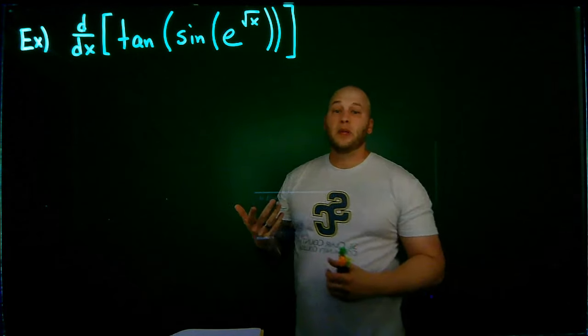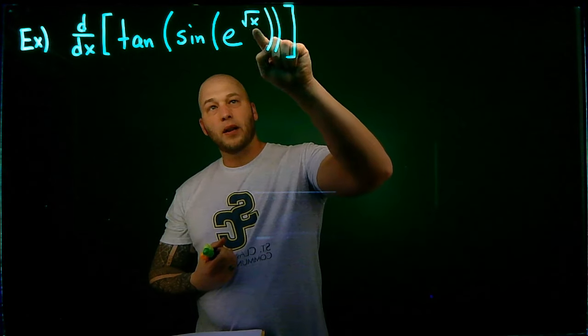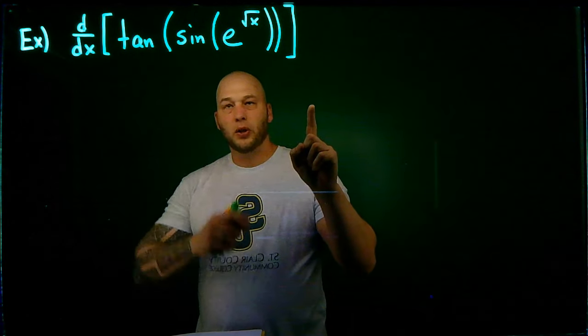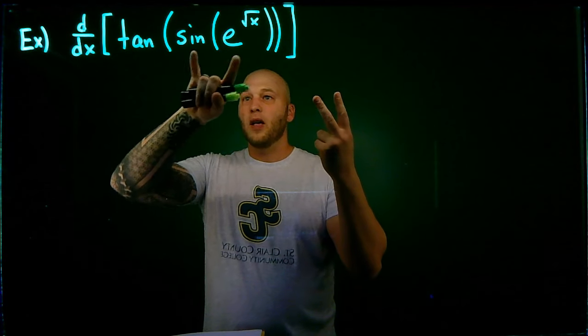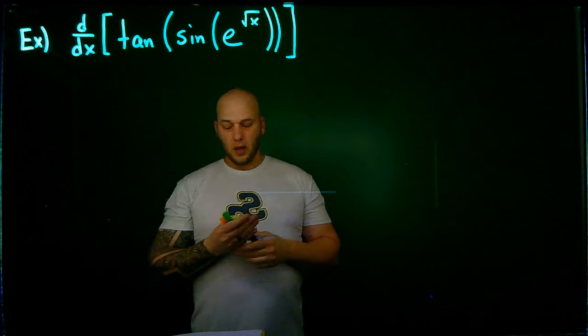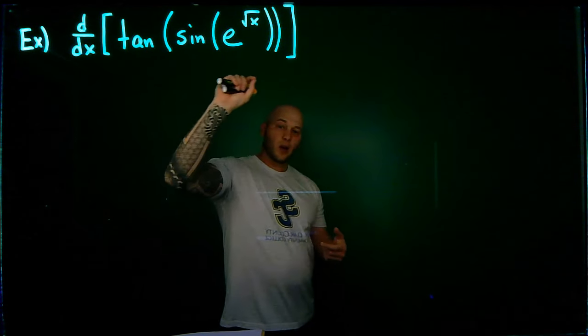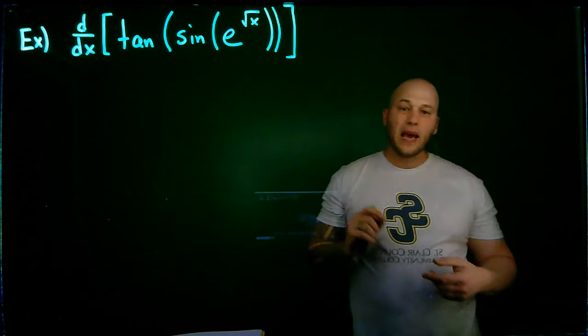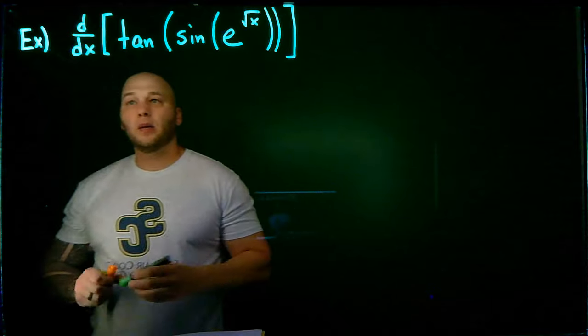Well, how many compositions is that? All right, well, let's see. Root x is plugged into the natural exponential. There's one composition. That is then plugged into the sine function. There's two compositions. That is plugged into the tangent function. That's three compositions. All right, well, previous example had two. This one had three. So therefore, this is going to require three applications of the chain rule. Let's go ahead and compute that.